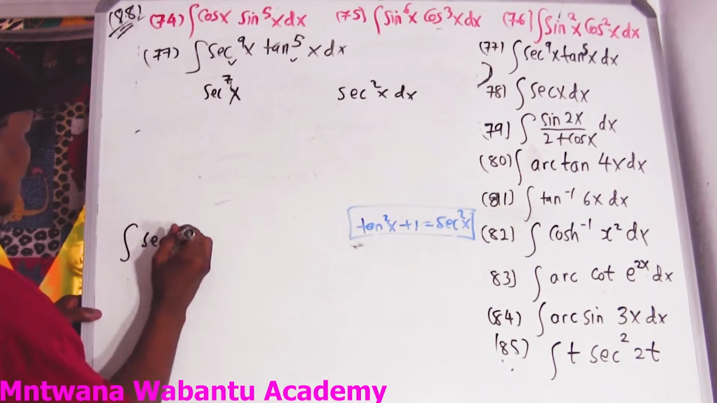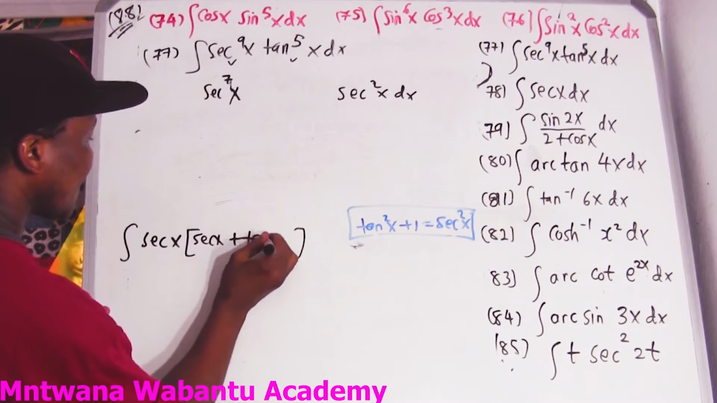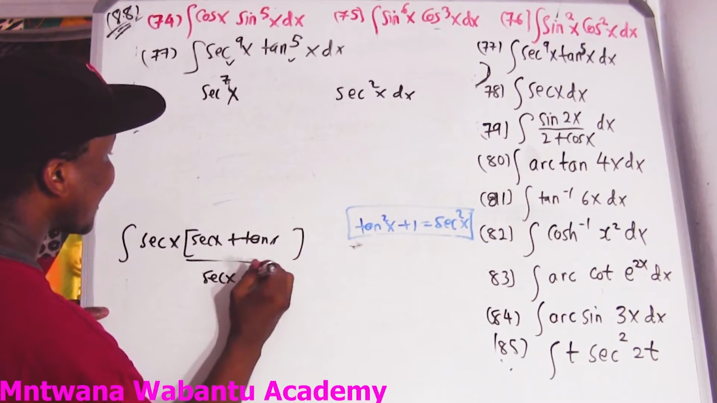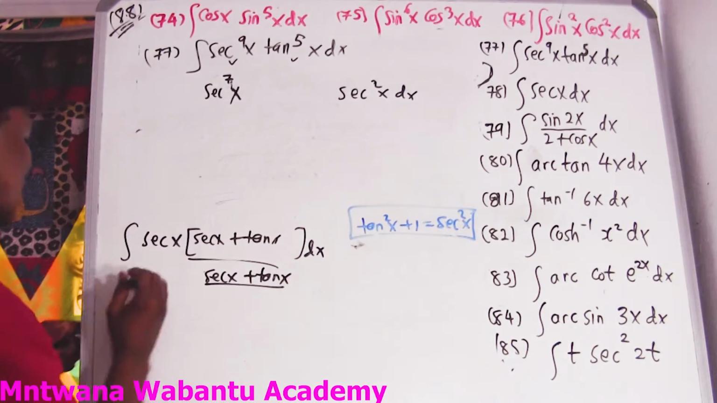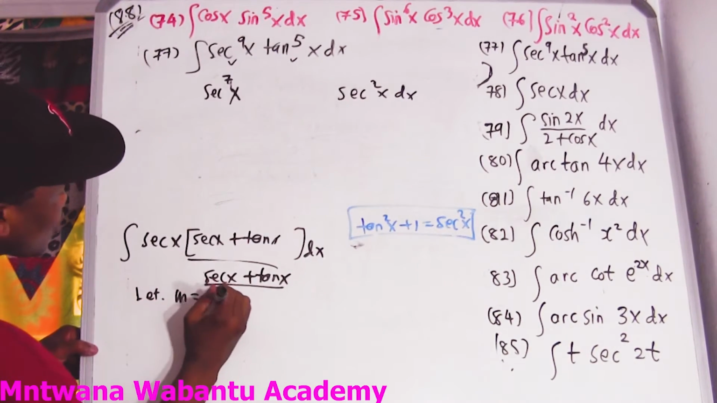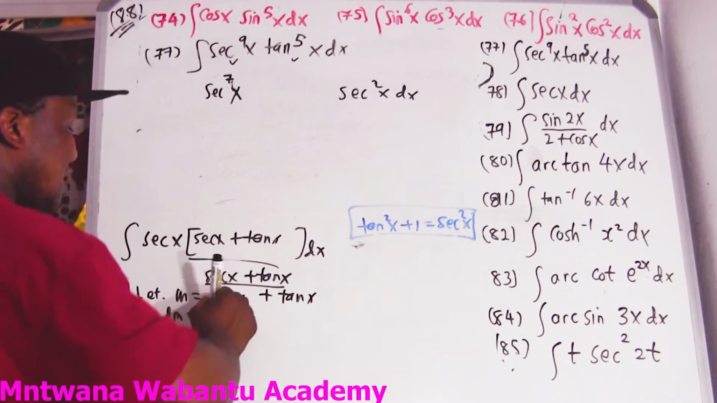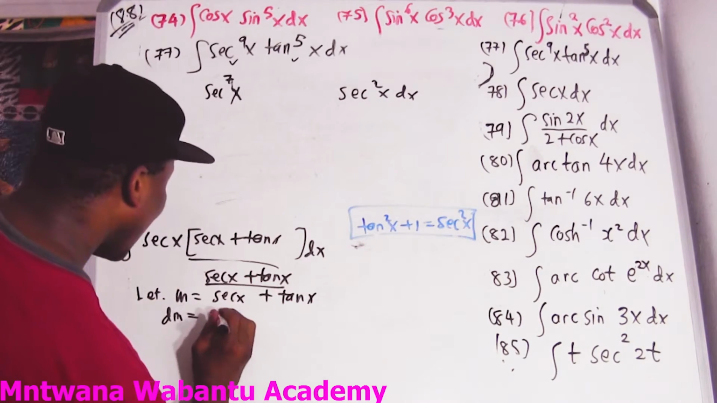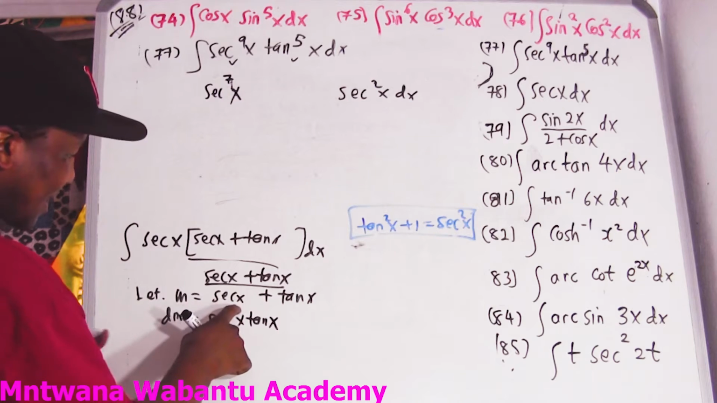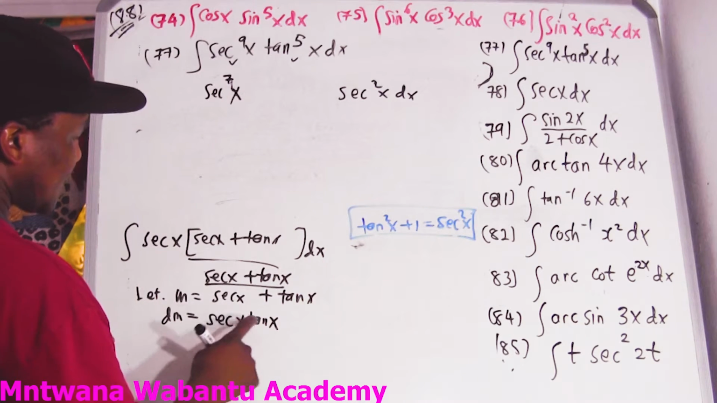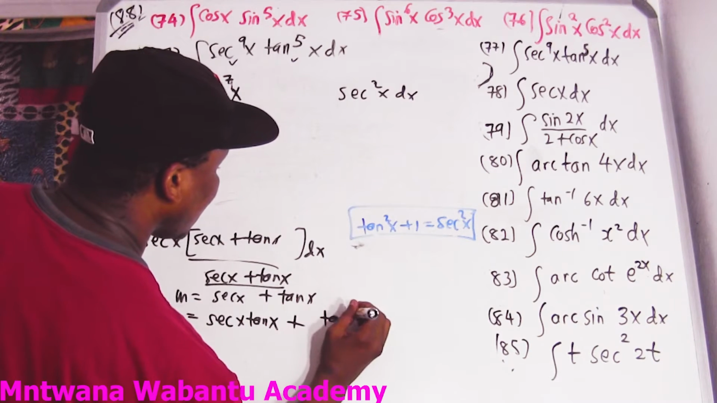Integrate sec. So what I want to do here, look, I want to say sec x plus tan x over sec x plus tan x, dx, for a reason. Because I know if I differentiate this, it's going to give me the one on top. So let m equal sec x plus tan x. When you differentiate sec, you get sec x tan x. Yes, but when you differentiate tan, you get sec squared.